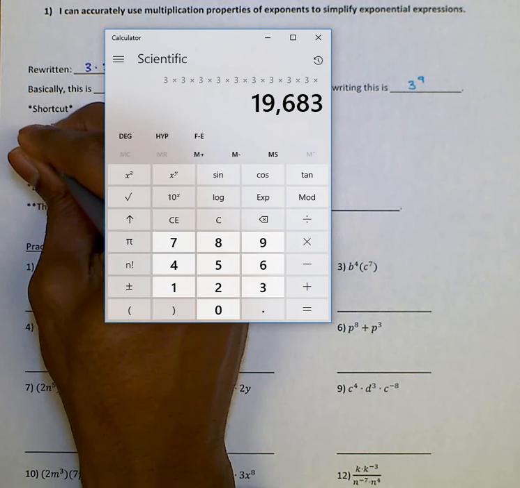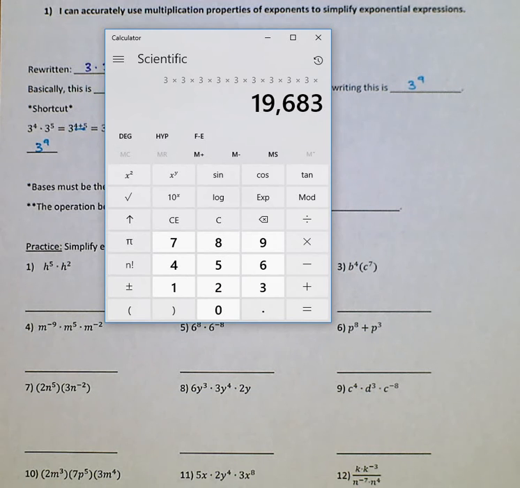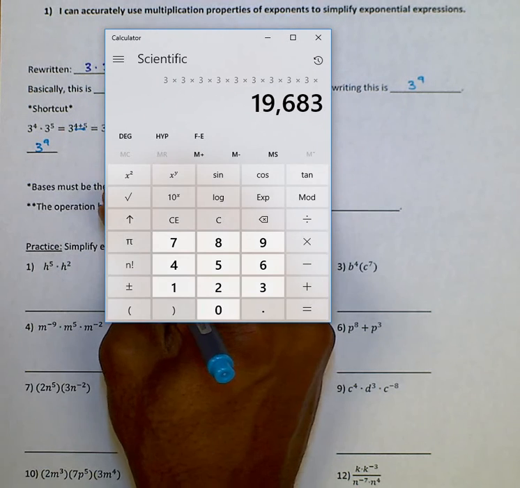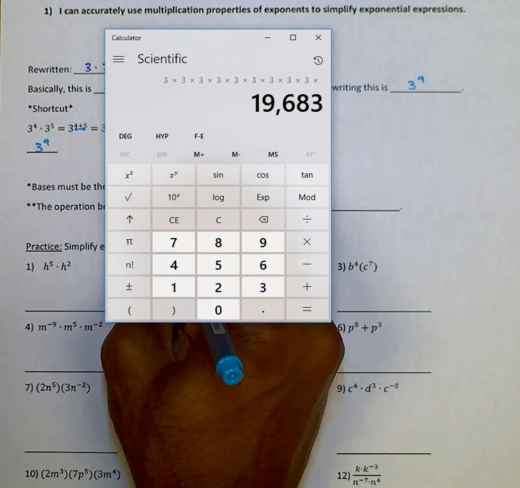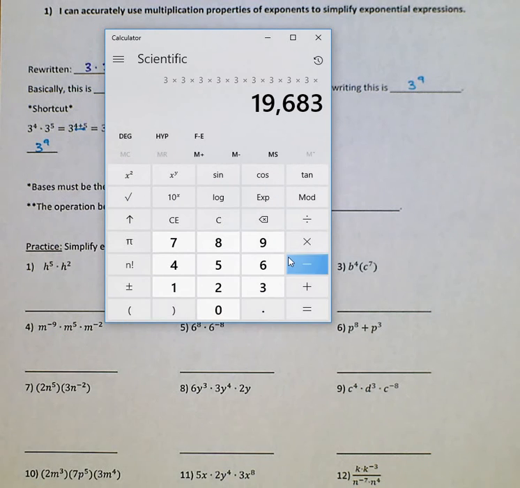Again, the bases must be the same to use this property. They cannot be different. Oh, wait a second, I have a button on this calculator. 3 to the 9th power. There we go.